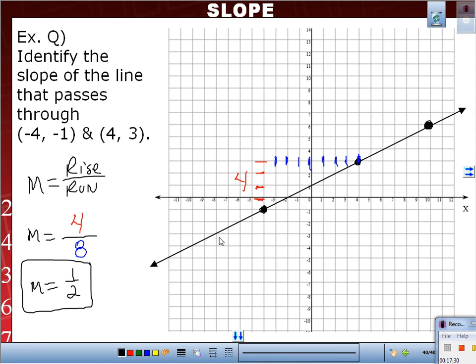And from over here, let's pick negative 8, negative 3. Negative 8, negative 3, and 10, 6. I want you to find me the slope between those two points. Don't say it out loud. Keep it to yourself and see what you get.